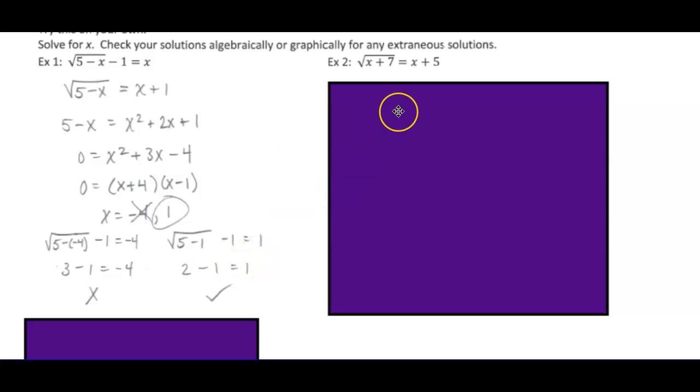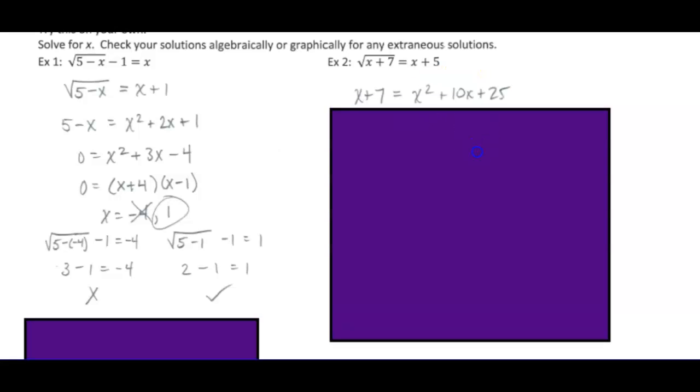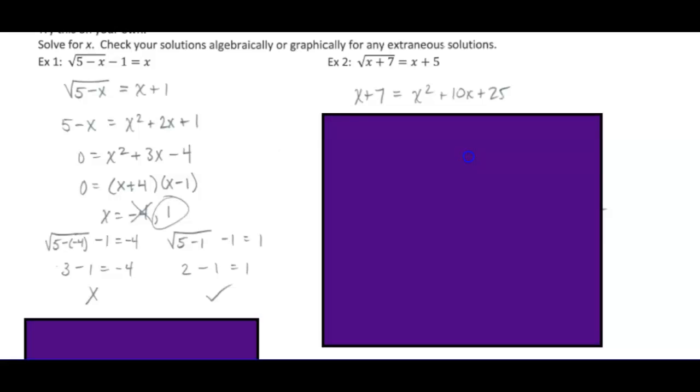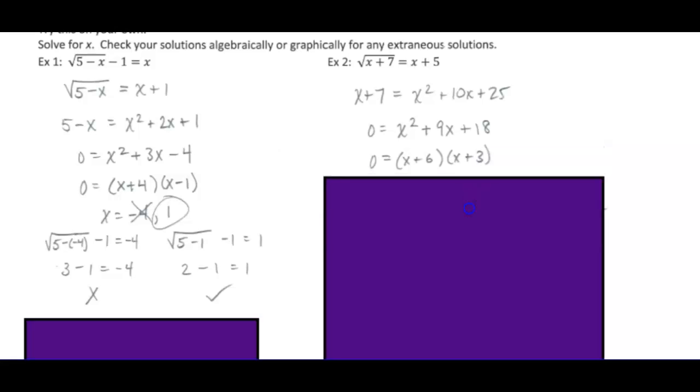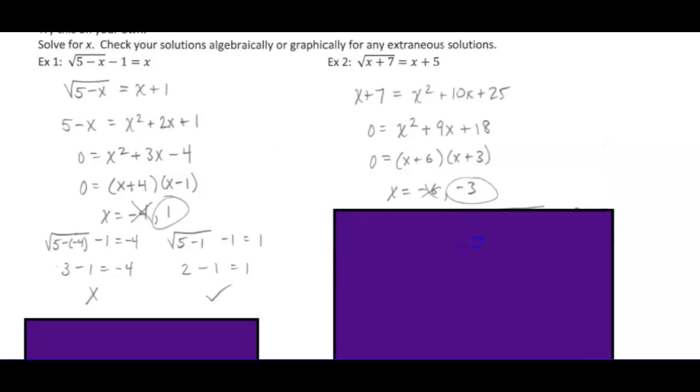All right, example 2. This is already set up to square. I can just go with it, right? So I can square the square root, and square the right side as well. X plus 5 gets multiplied by itself. Move everything to one side. Subtracting 1x gives me 9x. Subtracting 7 gives me 18. Again, try to factor it if you can. This one will. 6 and 3. So I get negative 6 and negative 3.